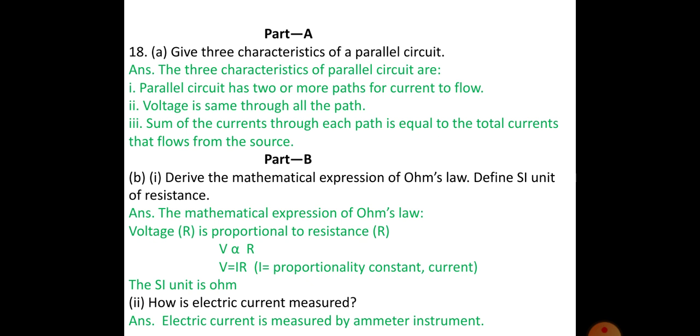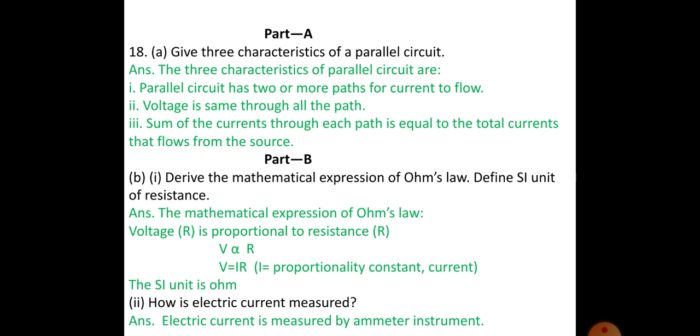Give 3 characteristics of a parallel circuit. There are 2 types of circuit, one is series and one is parallel circuit. Here they have asked to give 3 characteristics of a parallel circuit. The 3 characteristics of a parallel circuit are: a parallel circuit has 2 or more paths for current to flow, as you can look in your textbook. Voltage is the same through all the paths. The sum of the currents through each path is equal to the total current that flows from the source.